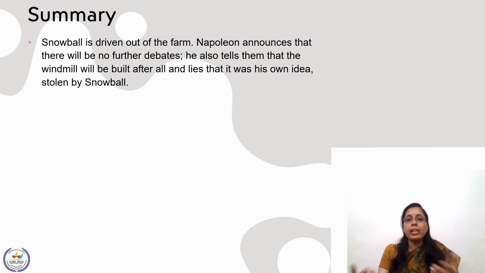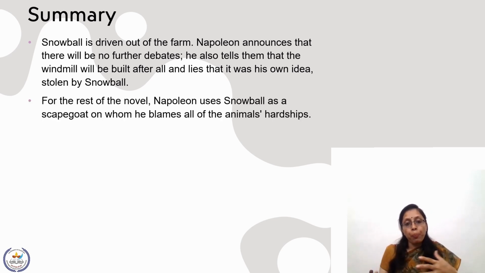Napoleon tries to convince the animals that actually the windmill was his own idea and Snowball had stolen that idea. That is why he has driven him out, and Snowball is with Mr. Jones. So it is very interesting to see that for the rest of the novel, Napoleon uses Snowball as a scapegoat, and whatever wrong happens on the farm, Napoleon puts the blame on Snowball.